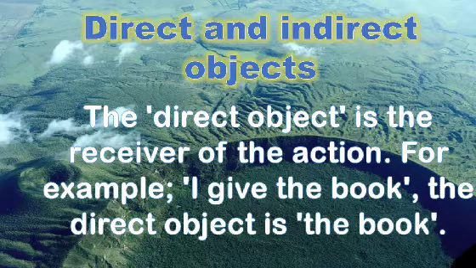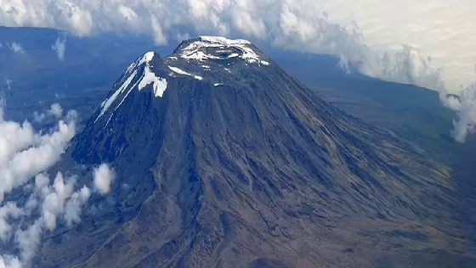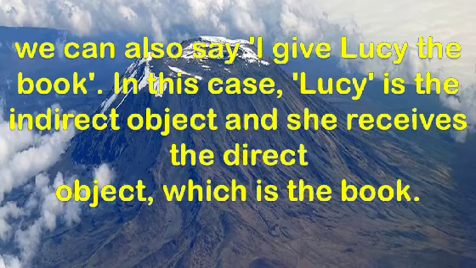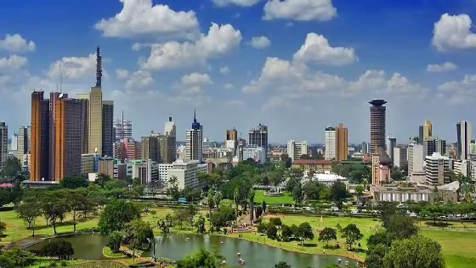For example, in the sentence, I give the book. The subject is I. The verb is give. And the direct object is the book. But we can also say that I give Lucy the book. In this case, Lucy is the indirect object and she receives the direct object, which is the book.